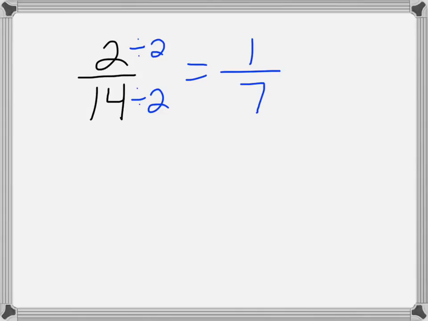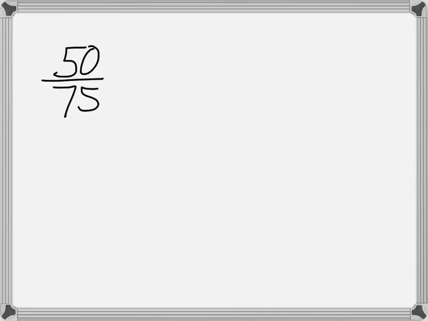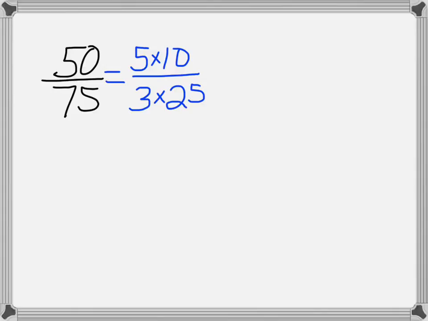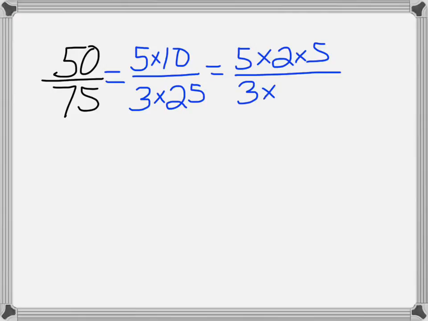Other times, it might not be as easy to just look at the numbers and think of what they both divide by in common. So if that happens, for example, 50 over 75, you can break the numbers down into their factors. 50 is the same thing as 5 times 10. 75 is the same thing as 3 times 25. Then I can go farther. 10 is 2 times 5. And 25 is 5 times 5.